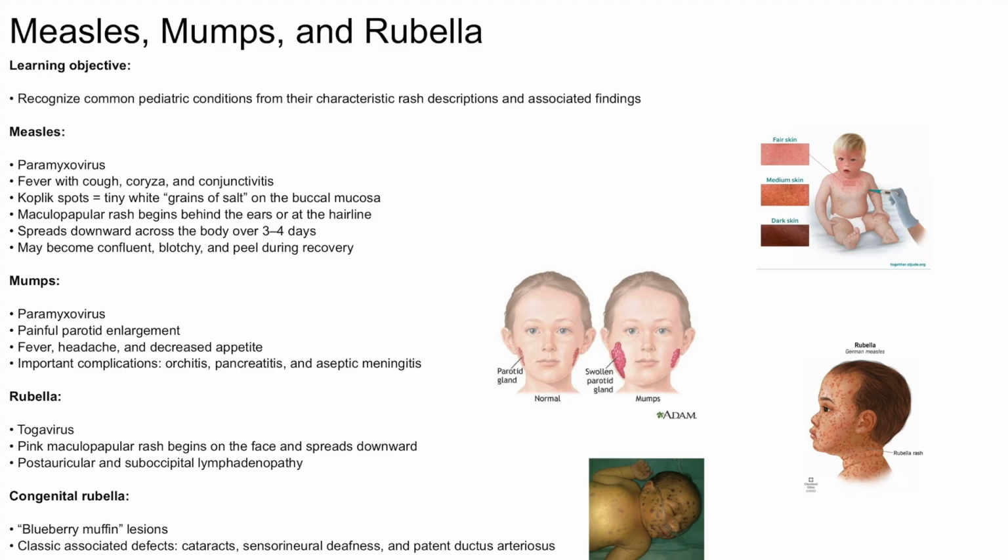Congenital rubella produces the classic triad of cataracts, sensorineural deafness, and patent ductus arteriosus, and may also cause blueberry muffin lesions. The MMR vaccine is live attenuated, so it is contraindicated during pregnancy.